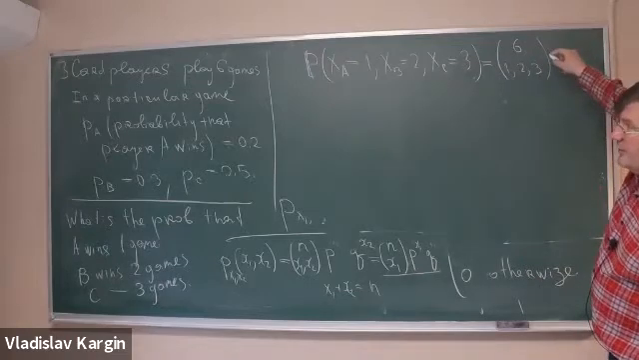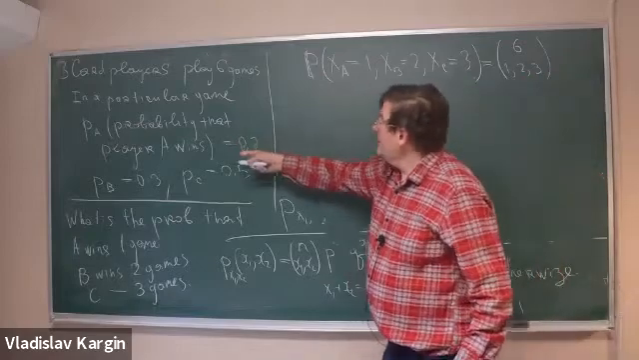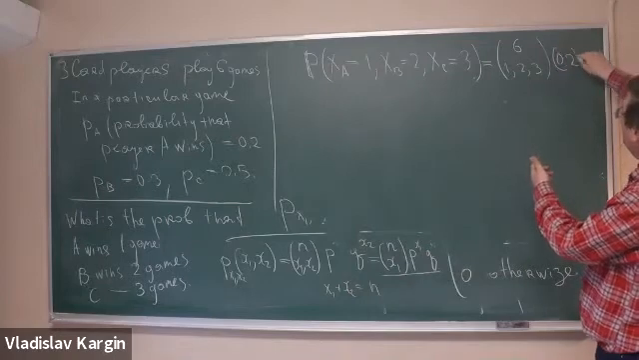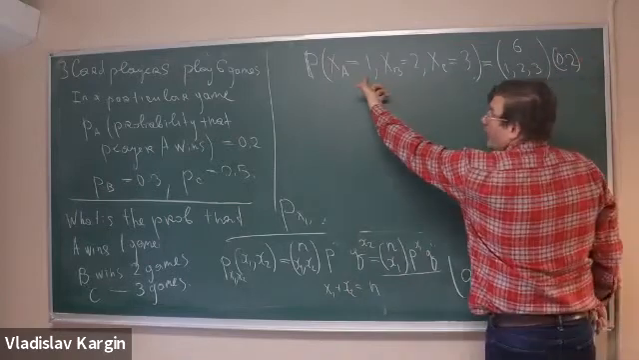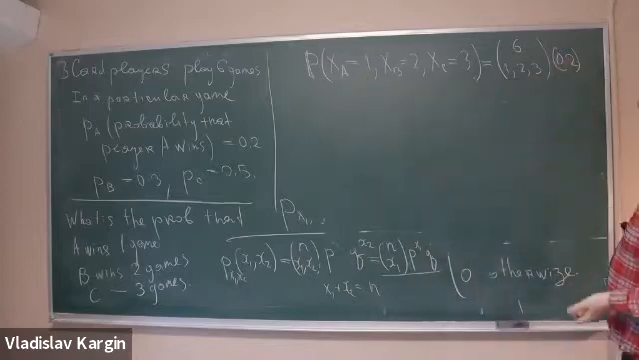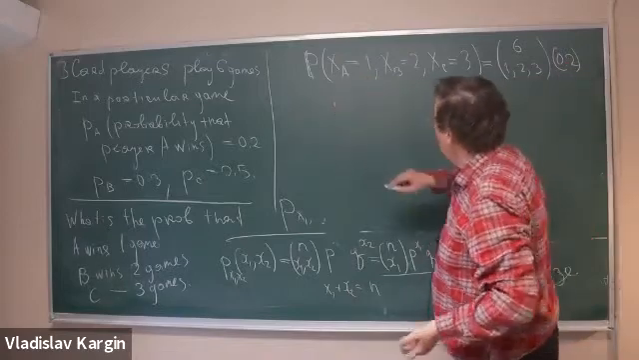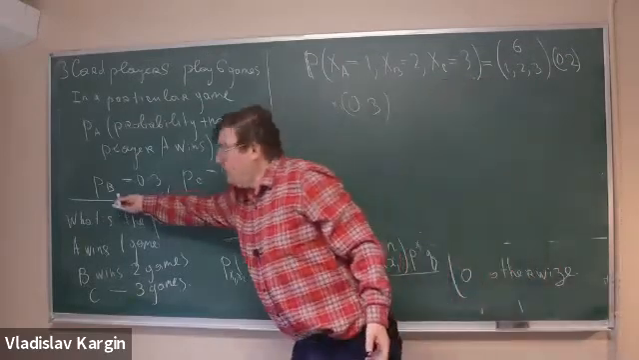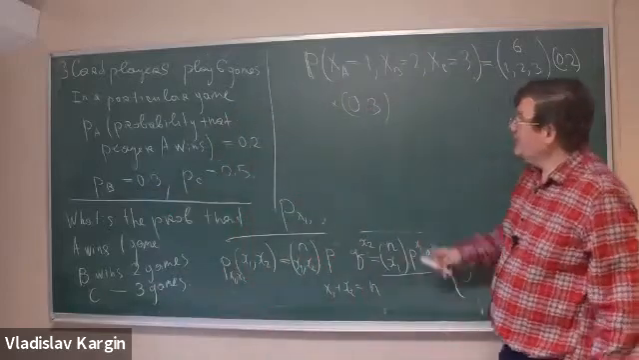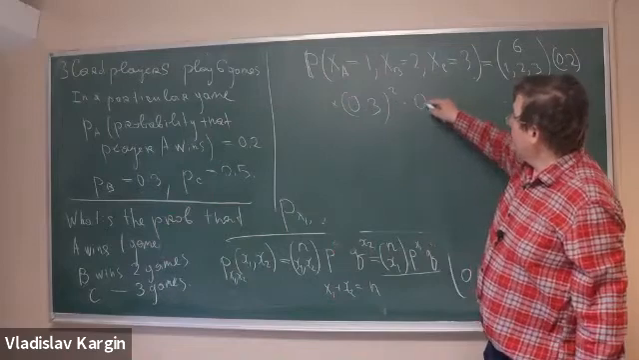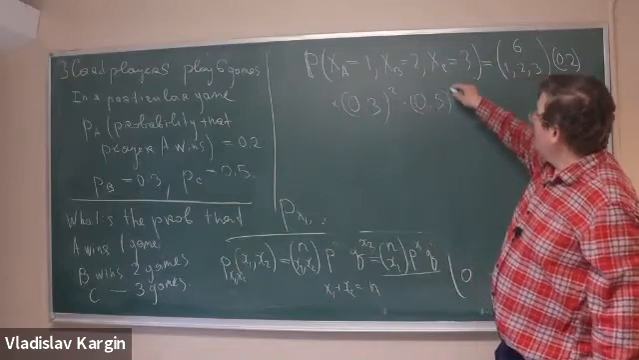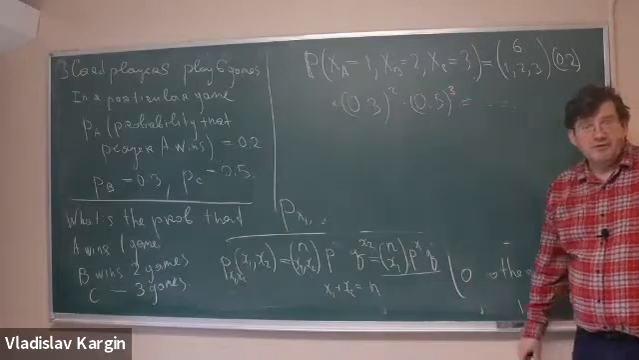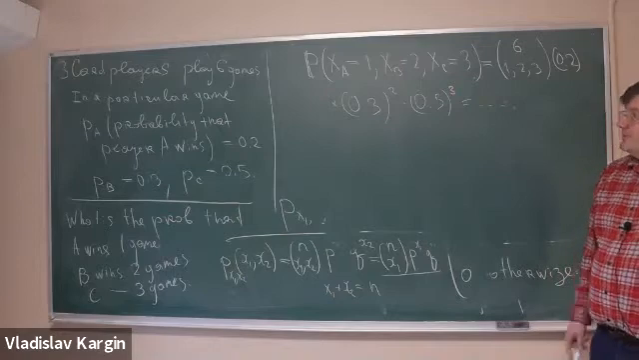So here we have a PA. Right? So PA is 0.2 to the power of 1. So let us just write 0.2 multiplied by 0.3, which is the probability of player B, to the power of 2, multiplied by 0.5 to the power of 3. Okay, so you put it on the calculator and calculate that it equals something.